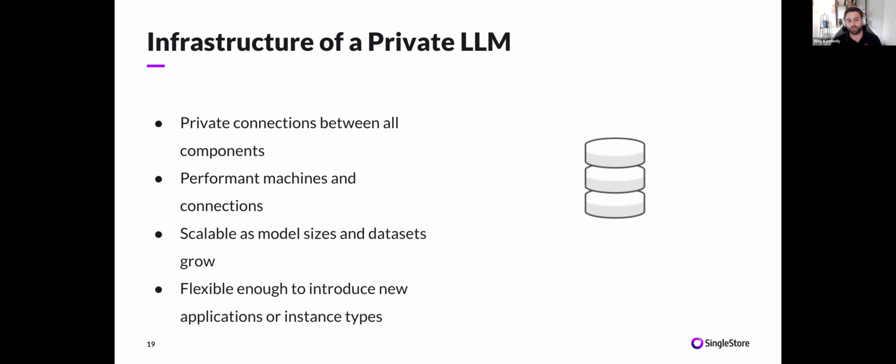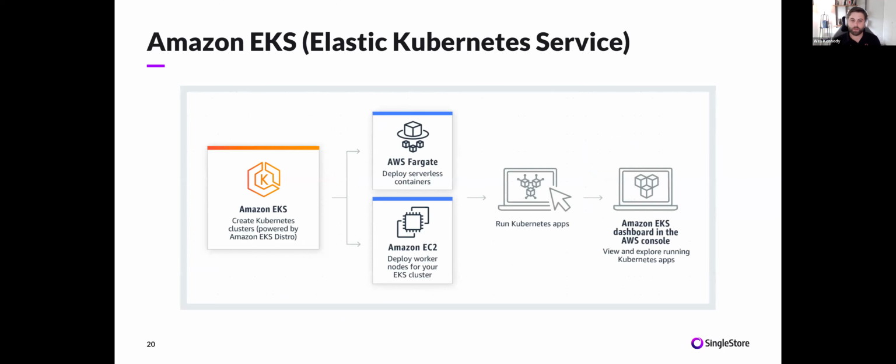And it needs to be flexible enough that you can actually introduce new applications or instance types. That's where you're adding in GPU nodes, or you want to bring in another application that was developed by your BI team, and they need Tableau to be able to query against all these things, right? So you want to be able to bring in all those things down the road. And for that, EKS really comes to mind for us.